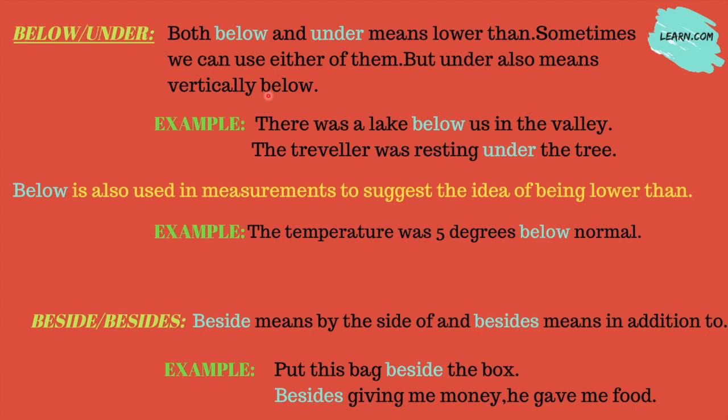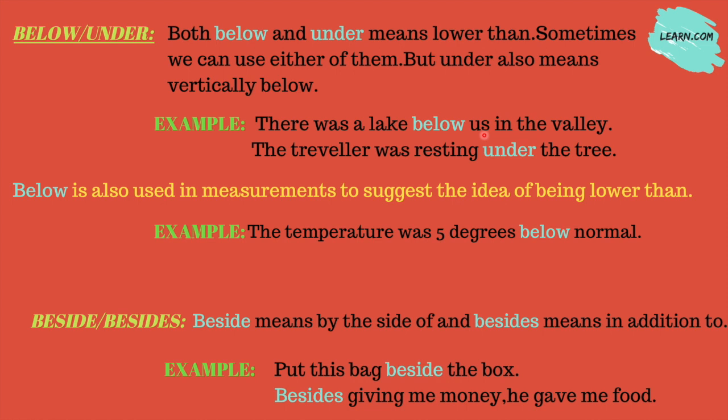But when we are talking about two objects, and one is lying exactly or vertically below the other, meaning you can say at a 90-degree angle, almost perpendicular, vertically below, if one thing lies vertically below the other, then we use under. Like, there was a lake below us in the valley. There was a lake below us in the valley. It means we are standing in a valley or on top of a mountain, and there is a lake below us. But the lake is not exactly below us, meaning it is not vertically below us.